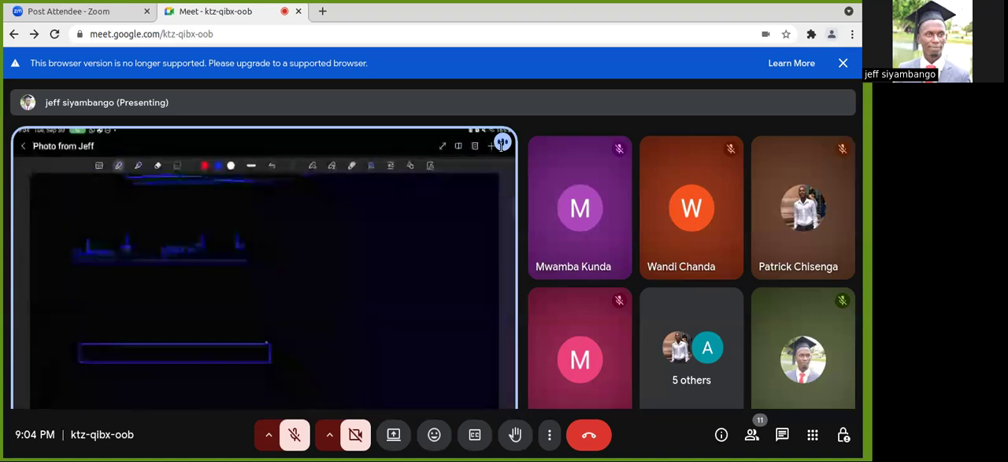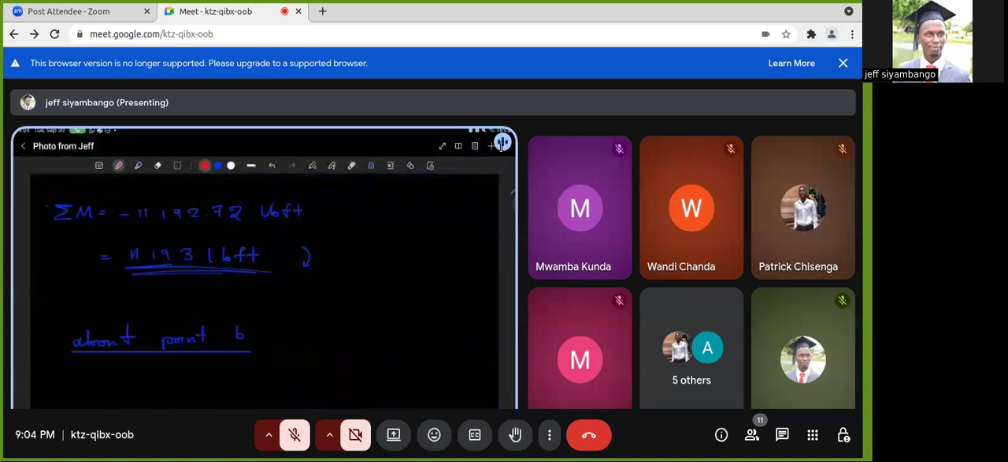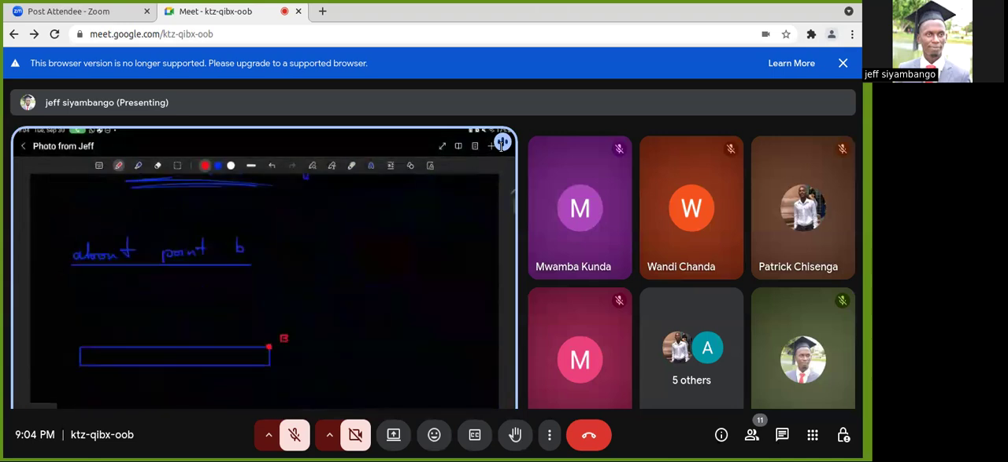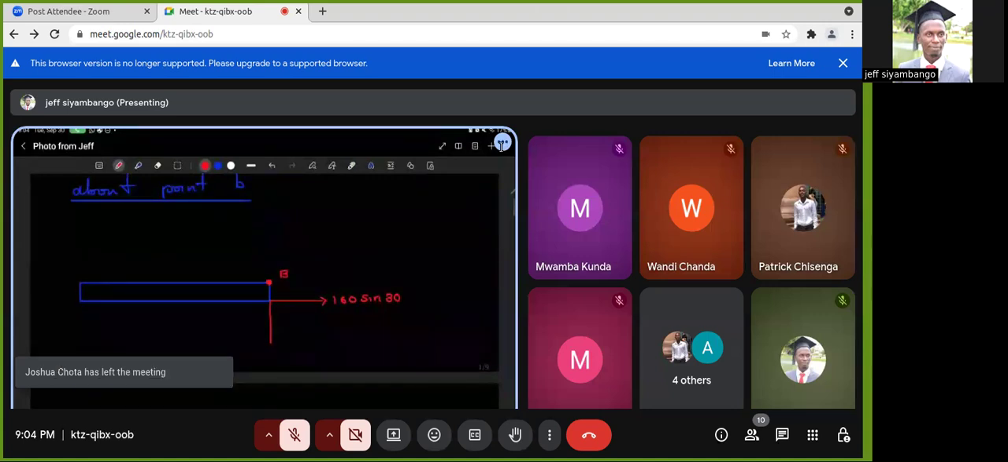This is where B is. Then right at the bottom, we have F3. We express F3 in components. So we only have 160 sin 30, and then the component 160 cos 30.